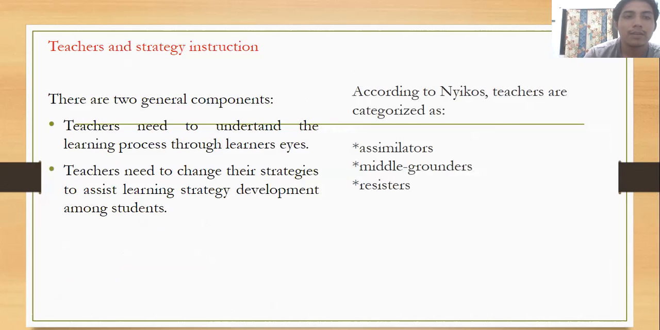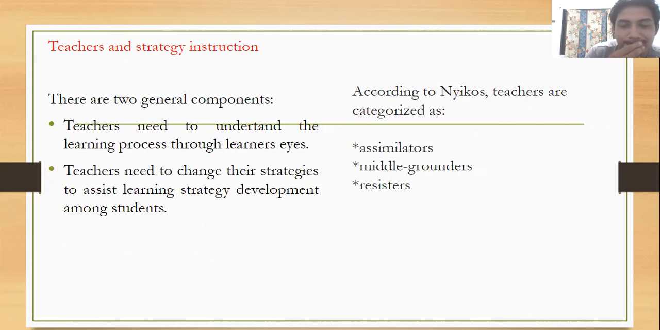That is about teachers and strategy instruction. Well, here in the reading, we found that there are two general components. Teachers need to understand the learning process through learner eyes, and teachers need to change their strategies to assist learning strategy development among students.